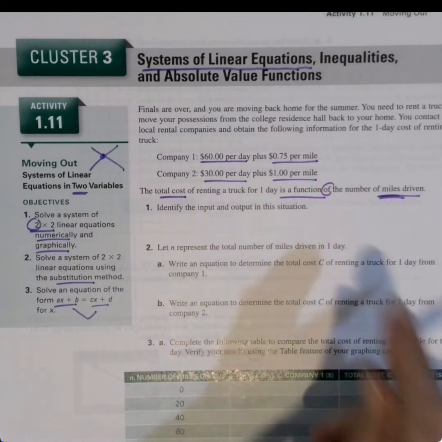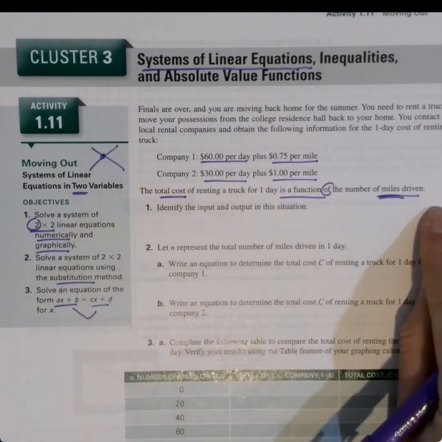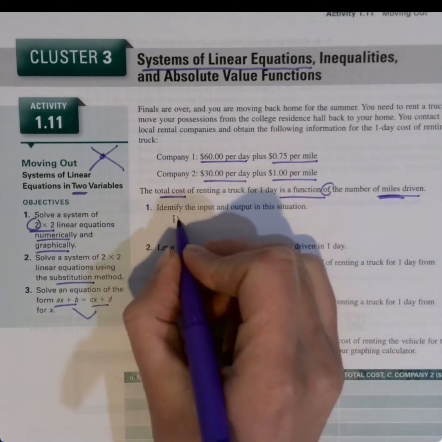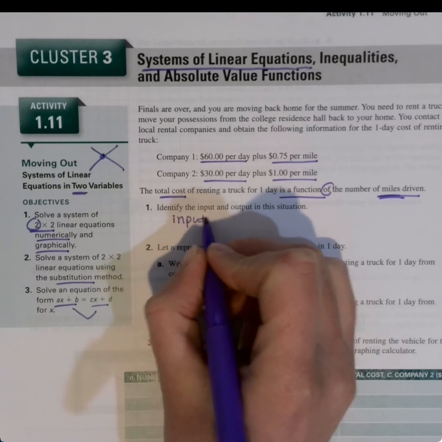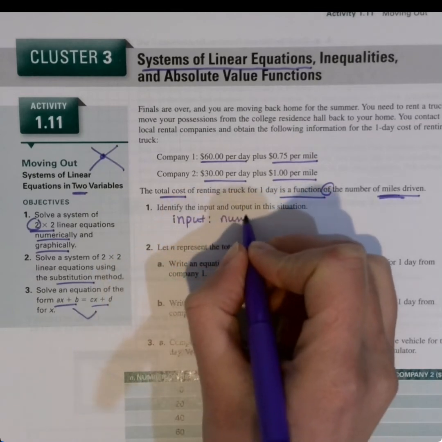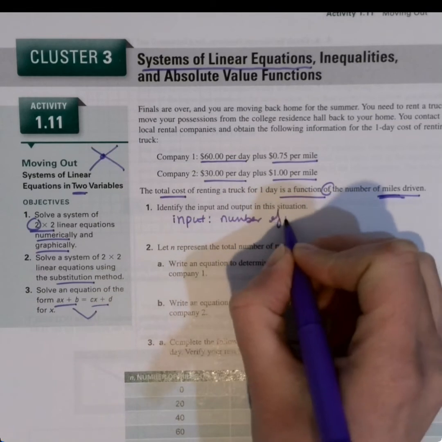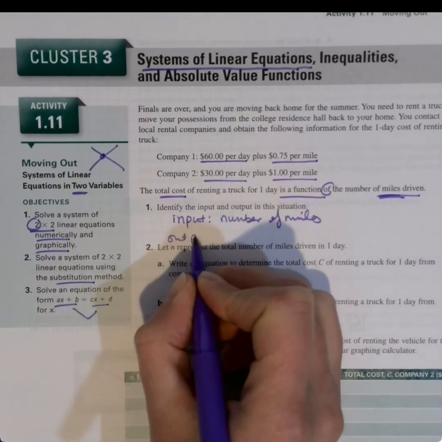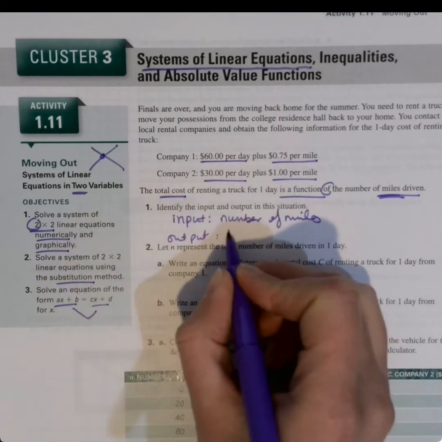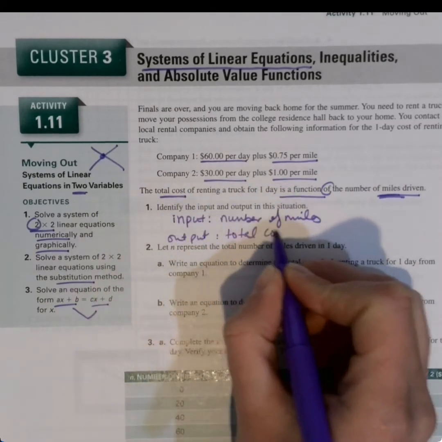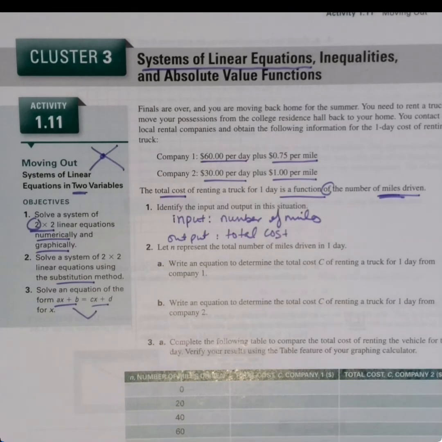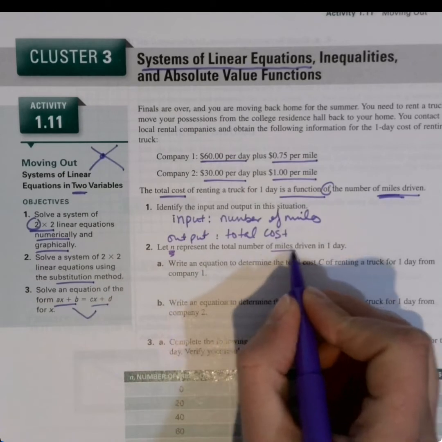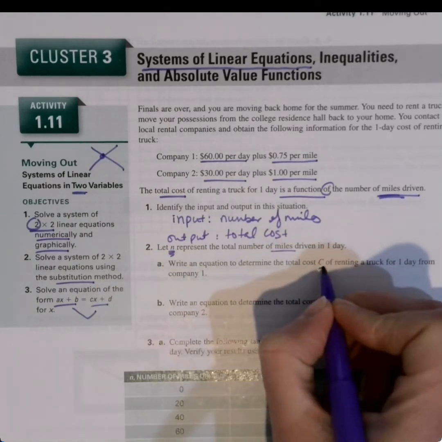So in this, I can read directly. It's a function of the number of miles. So miles must be the input, number of miles. And then the output has got to be the total cost. Okay, so we're going to let N be the total number of miles driven in one day, and C is going to be the total cost.